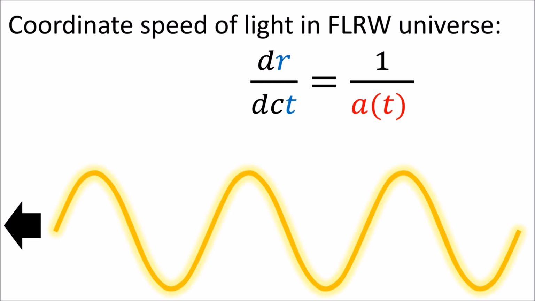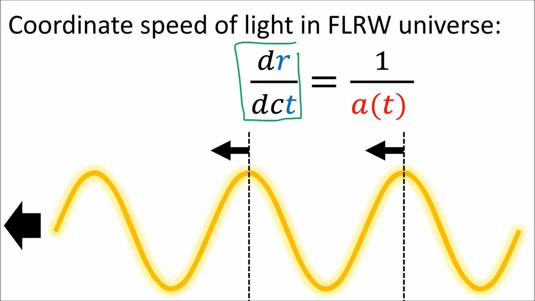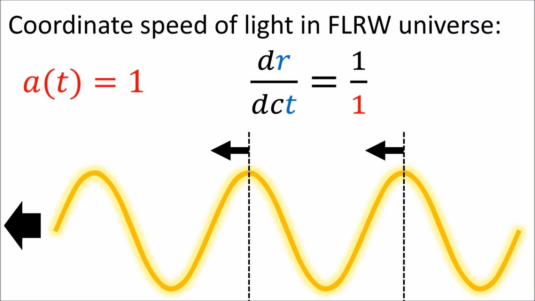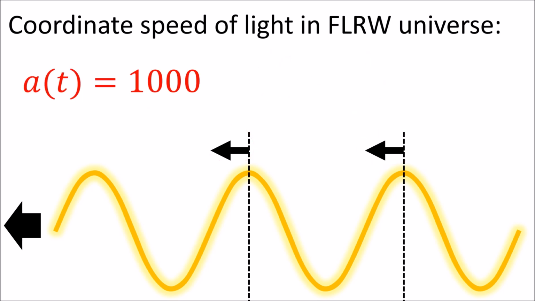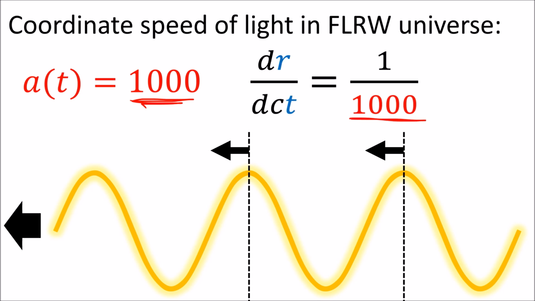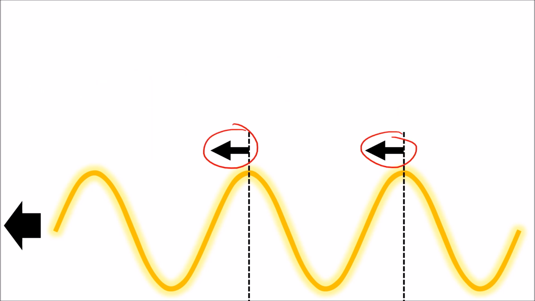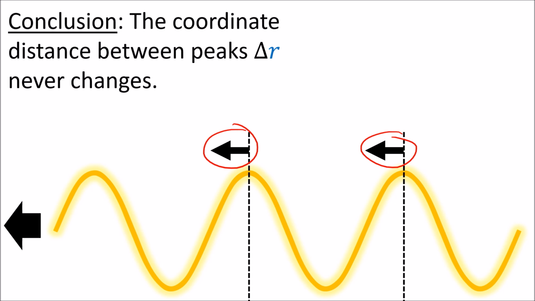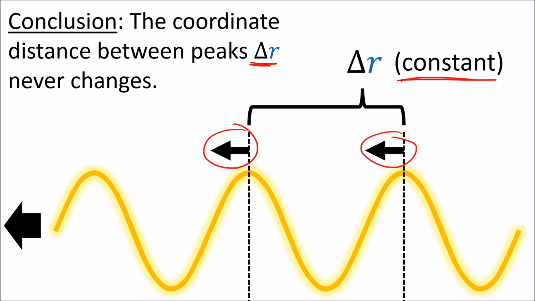This means that, when looking at a light wave, each peak of the light wave will be traveling at the exact same coordinate speed, because the coordinate speed doesn't depend on position. At a scale of a equals 1, both peaks travel with a coordinate speed of 1. At a scale of a equals 15, the coordinate speed is modified by division by 15 for both peaks. And at a scale of a equals 1000, the coordinate speed changes with a factor of 1/1000 for both peaks. So, since these two peaks are always traveling with each other at the same coordinate speed, the conclusion is that the coordinate distance between the two peaks, delta r, never changes.